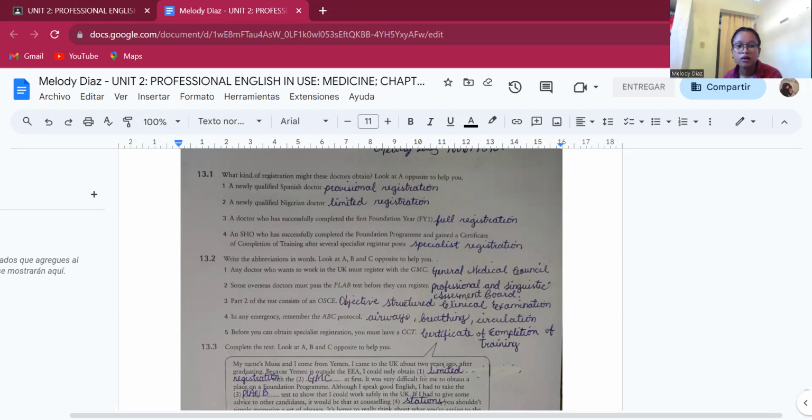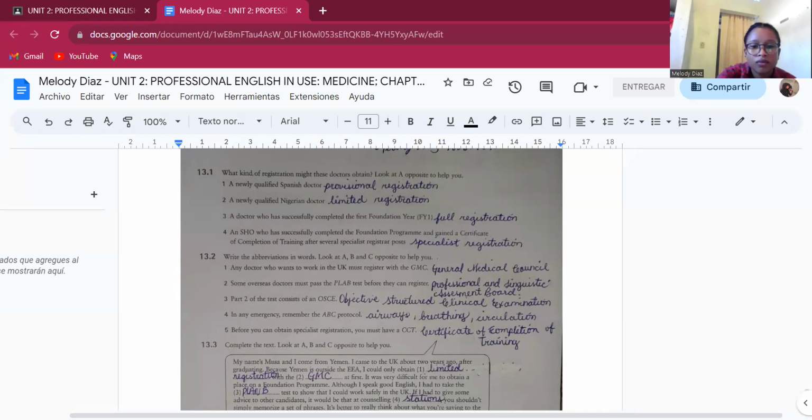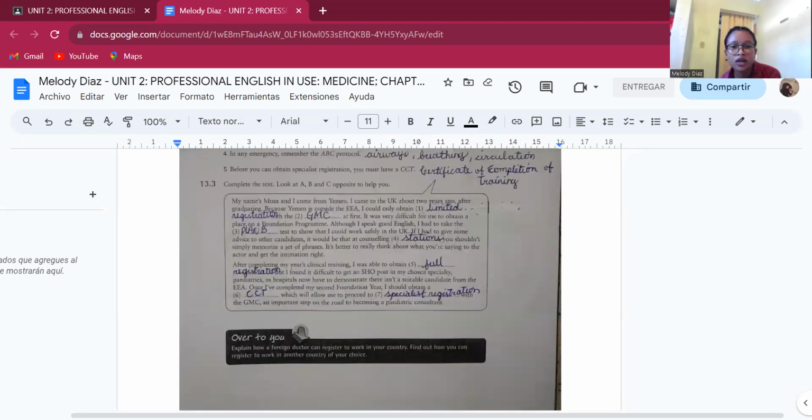3. Part of the test consists of an OSCE, objective structured clinical examination. 4. In any emergency, remember the ABC protocol: airways, breathing, circulation. 5. Before you can obtain specialist registration, you must have a CCT, Certificate of Completion of Training.